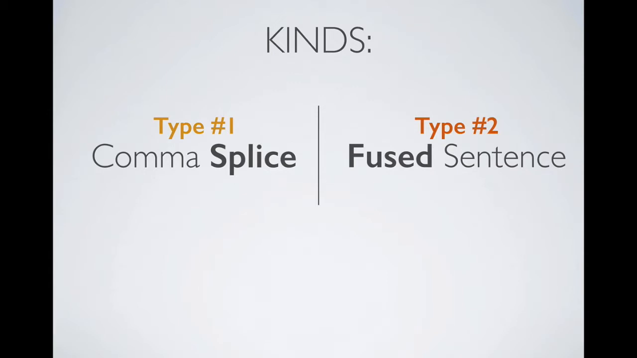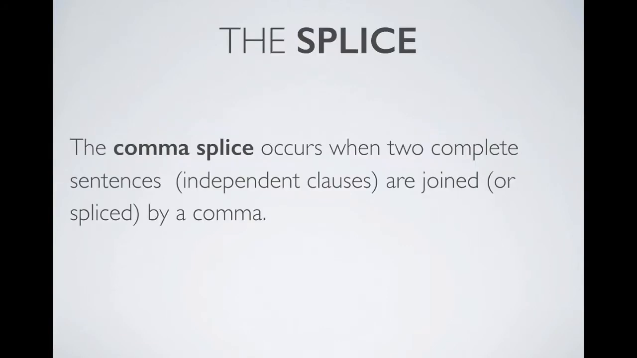So what do these two run-on sentences look like? Let's take a look. Well, first of all, the splice. The comma splice occurs when two complete sentences, and remember, two complete sentences consist of independent clauses, are joined together or spliced by a comma.